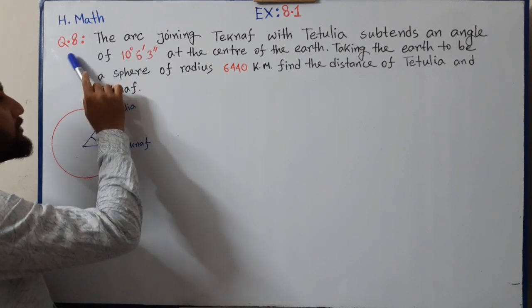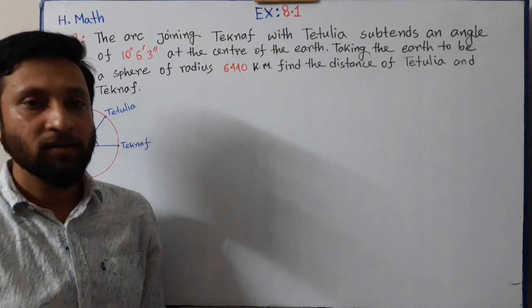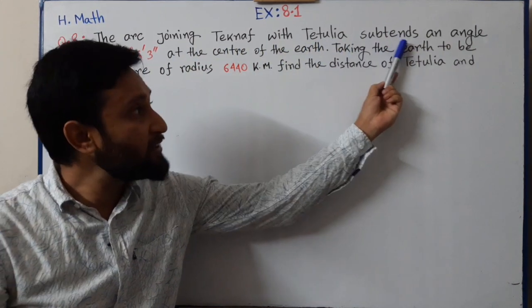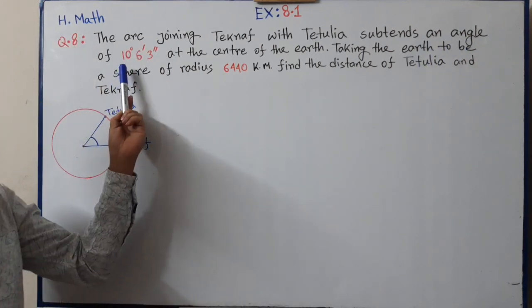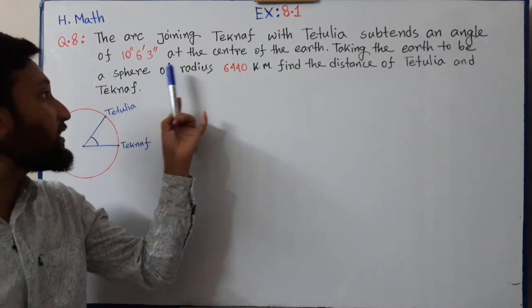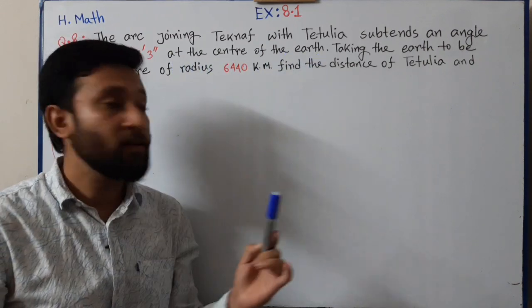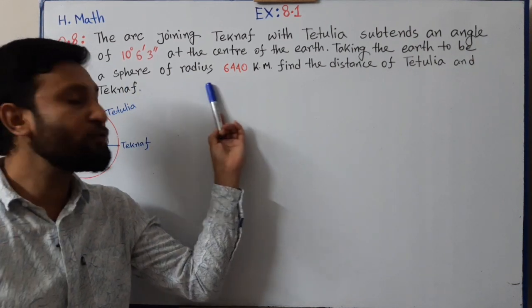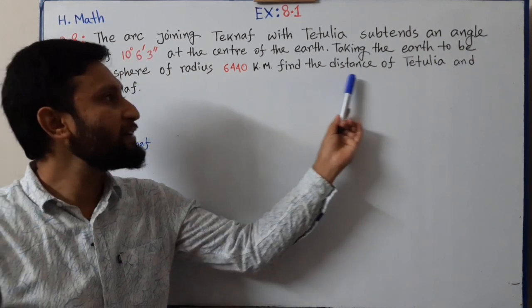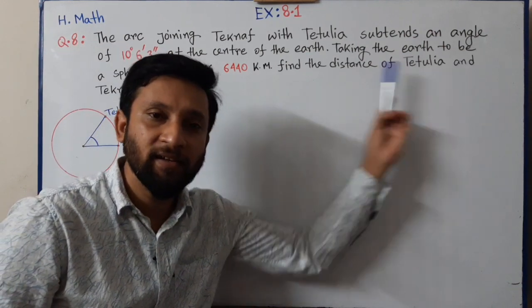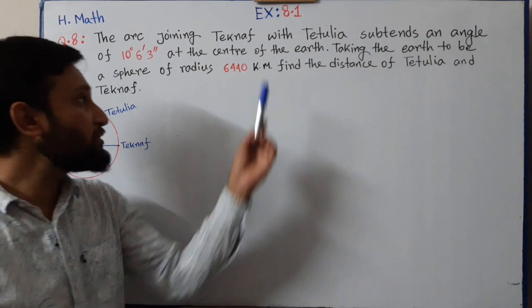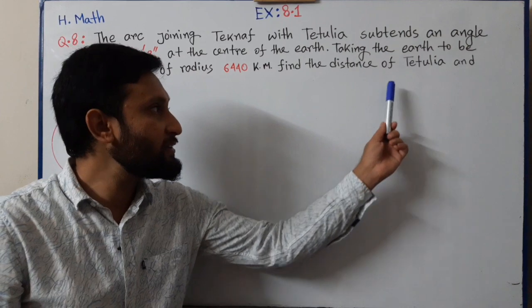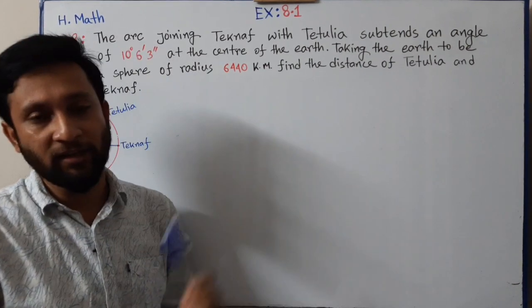This is question number 8 from exercise 8.1. The question is: the arc joining Teknaf with Tetulia subtends an angle of 10 degrees 6 minutes 3 seconds at the center of the earth. Taking the earth to be a sphere of radius 6440 km, find the distance between Tetulia and Teknaf. According to this question, by using these two pieces of information, we have to identify the distance between Tetulia and Teknaf.